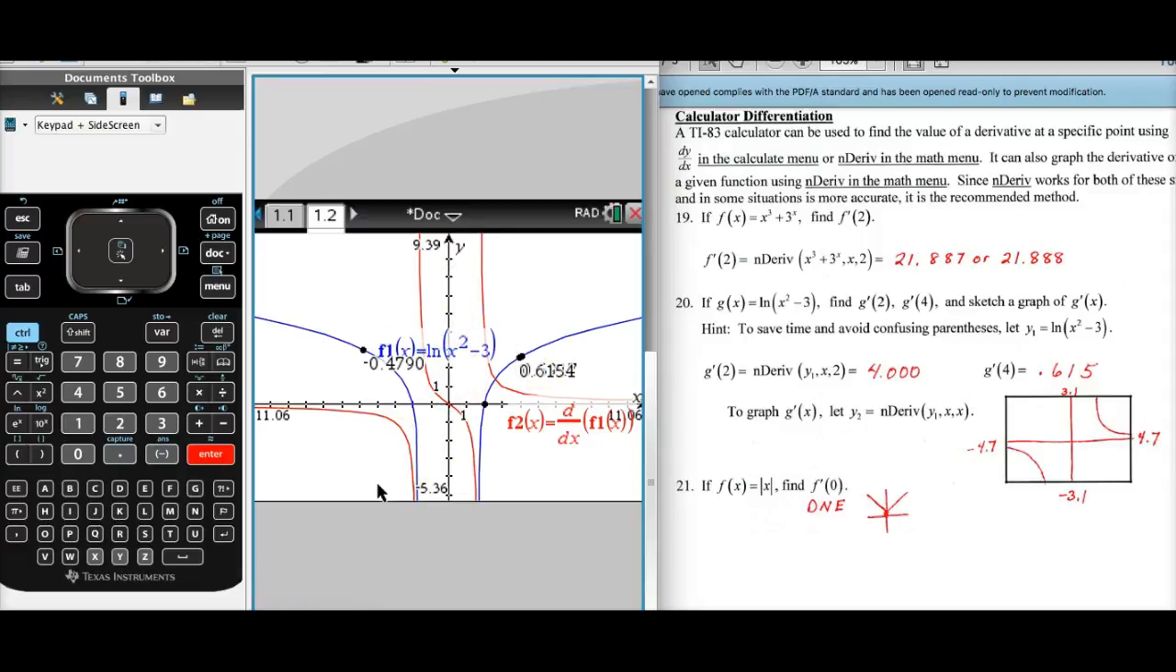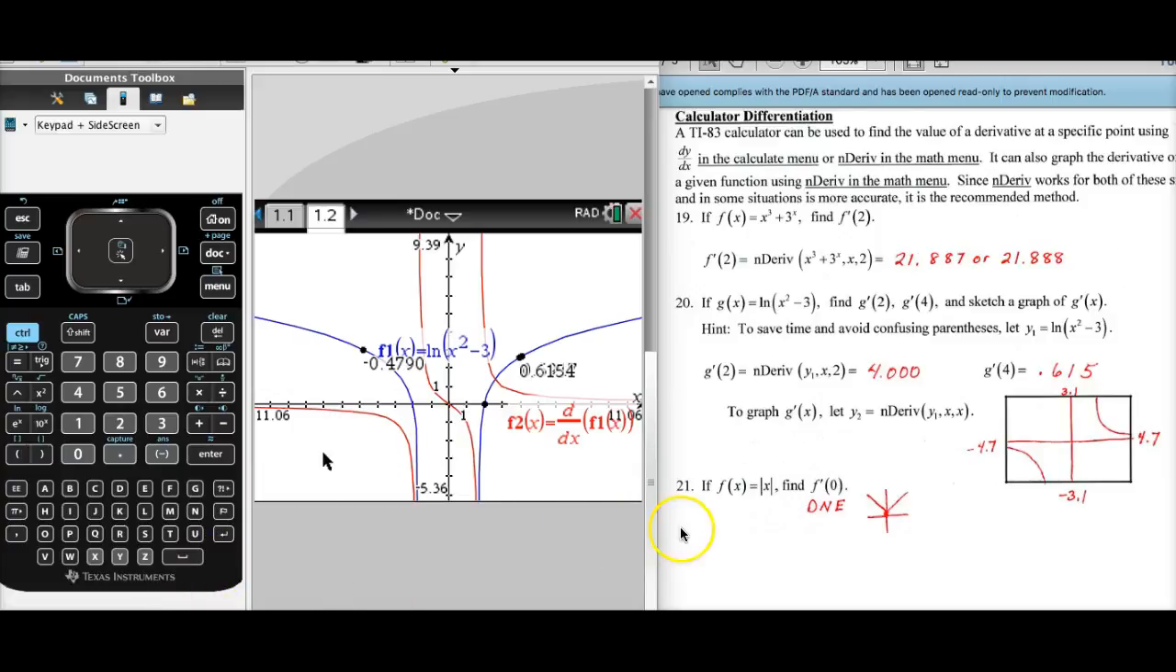If you notice, we do get an error in here. This function right here, ln of x squared minus 3, is not defined between negative square root of 3 and positive square root of 3. I don't know why we're getting this weird one in the middle, but the graph is actually just this outer boundary and then this other boundary as described here. So that's what we end up with. I'm not sure why it gets in there.